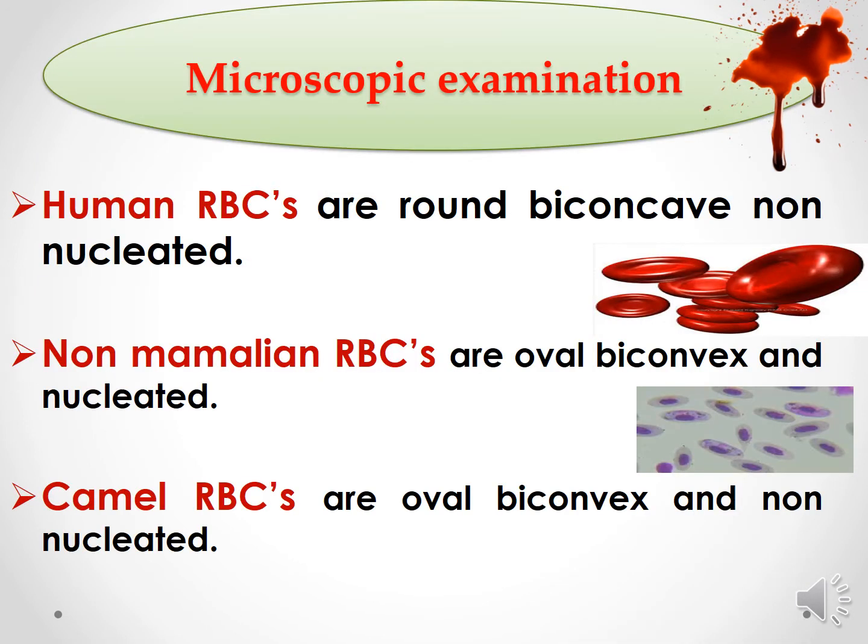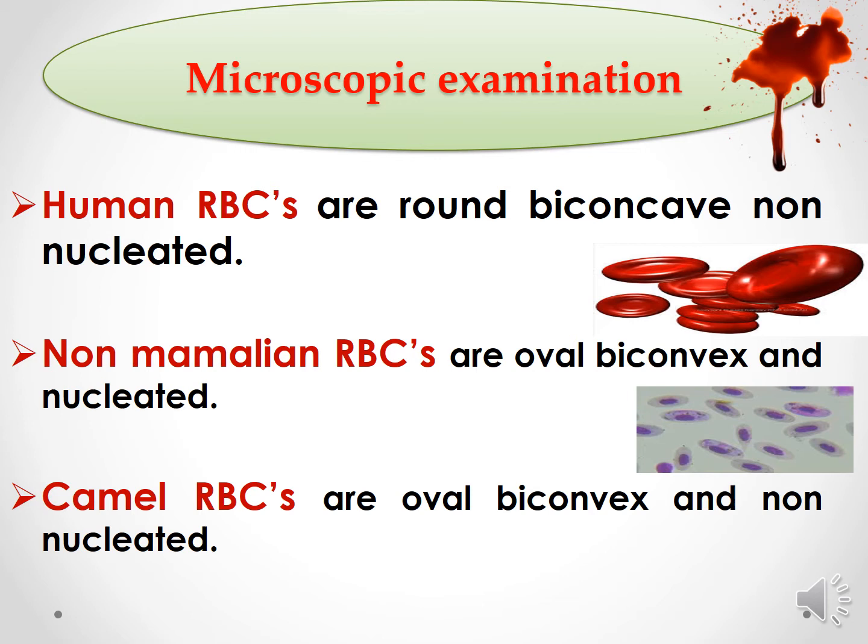We will know that through microscopic examination, as human RBCs are rounded, biconcave, non-nucleated. Non-mammalian RBCs are oval, biconvex, and nucleated. Camel RBCs are oval, biconvex, and non-nucleated.